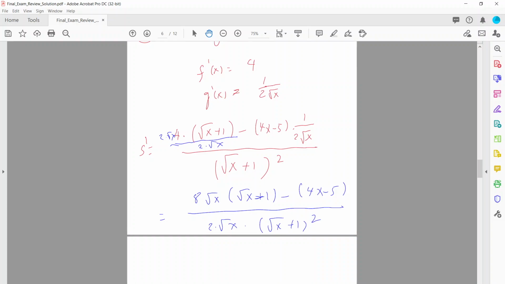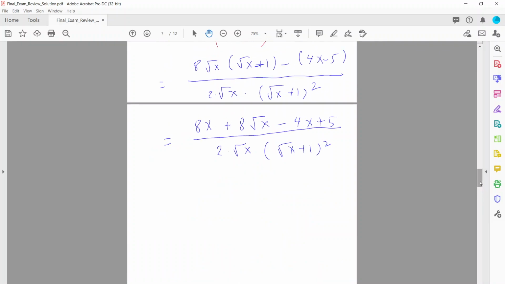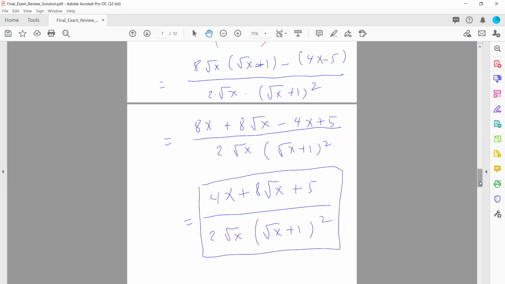So if you try to simplify here, this is 8 square root of x times the square root of x is x, plus 8 times the square root of x minus 4x, and distribute this negative, that will give you positive 5. And then this expression 2 times the square root of x times the square root of x plus 1 squared. So finally, if you simplify the top part, here 8x minus 4x is 4x plus 8 times the square root of x plus 5, and on the bottom part 2 times the square root of x times the square root of x plus 1 squared. So that is your answer for the derivative.